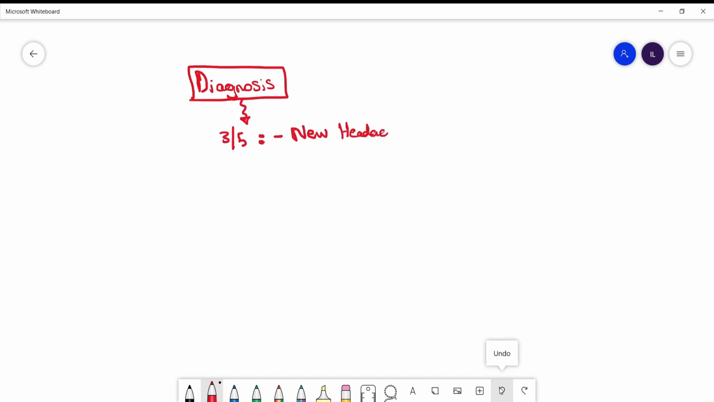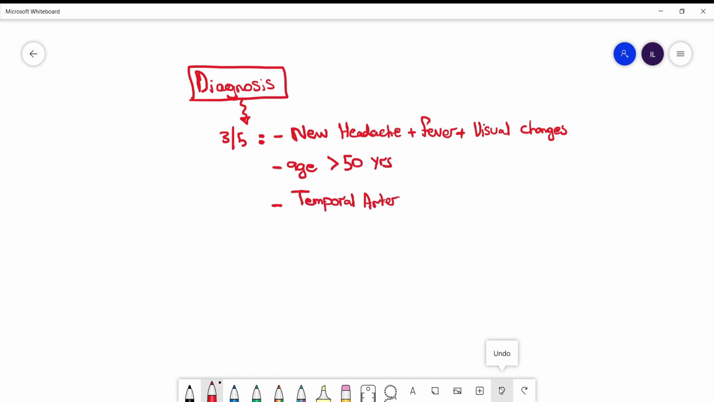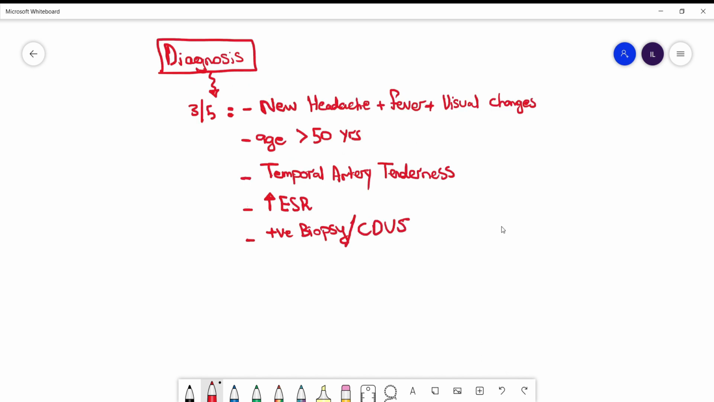You need a new headache, fever, and visual loss. Then you need someone with age above 50, and you need temporal artery tenderness, as well as elevated ESR, and positive biopsy or color Doppler ultrasound, which is equivalent to a biopsy if the operator is doing it properly.